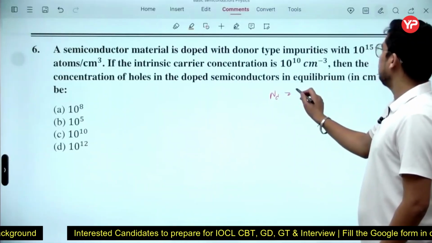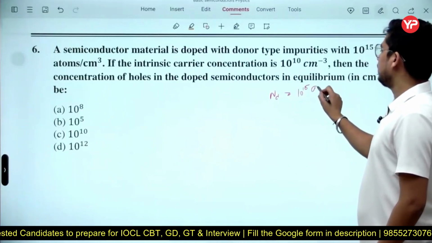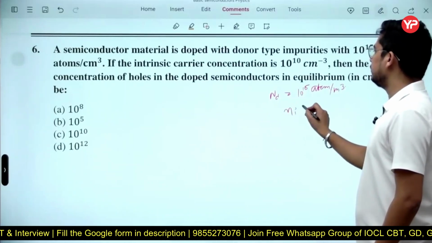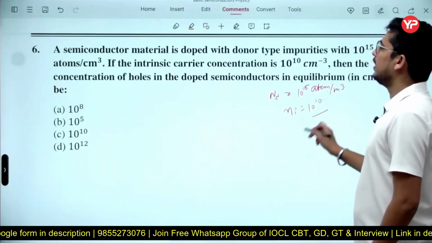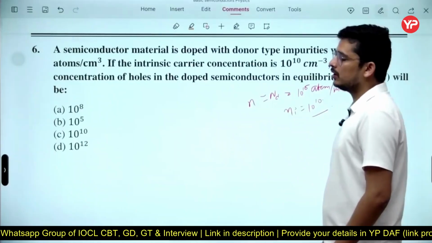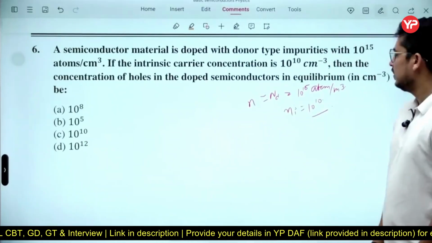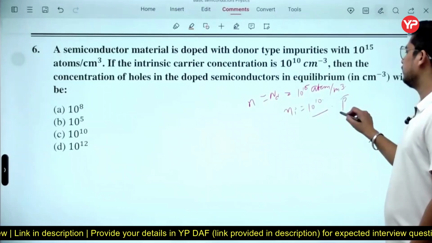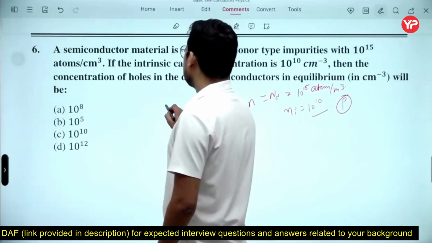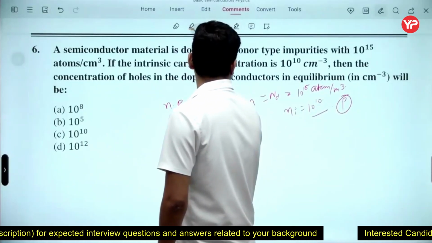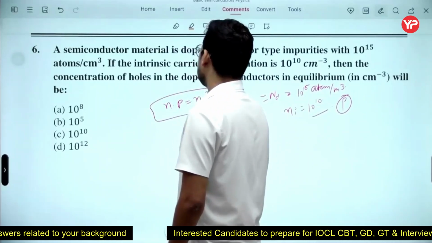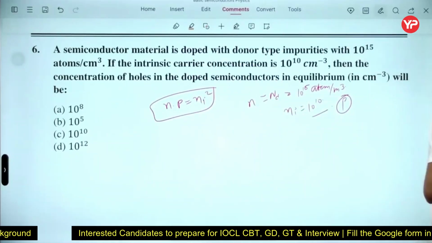So the donor impurity is given to you as 10 raised to power 15 atoms per meter cube. If the intrinsic carrier concentration Ni is given to you as 10 raised to power 10, then you have to calculate the hole concentration. Always assume that the donor concentration will be equal to the number of free electrons there. As we know, there is a rule called the mass action law. What is that? At thermal equilibrium, n into p equals Ni square. Now just replace the values into this and you will get the answer.